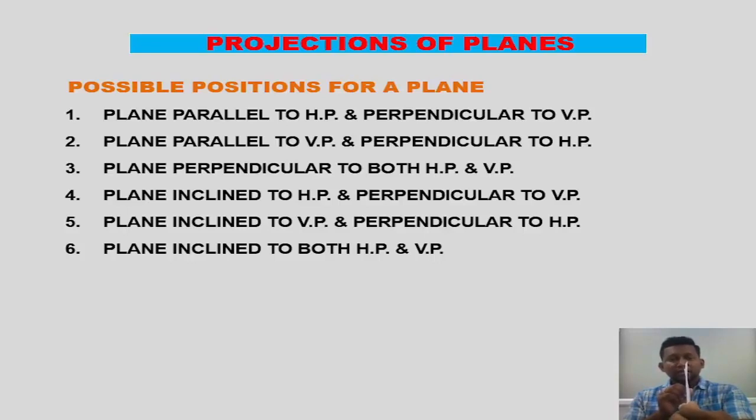When it is perpendicular to both, in the top view you can see it as a line, in the front view you will also see it as a line, whereas in the side view you can see the true shape of the plane. So that is the third position, plane perpendicular to both HP and VP.